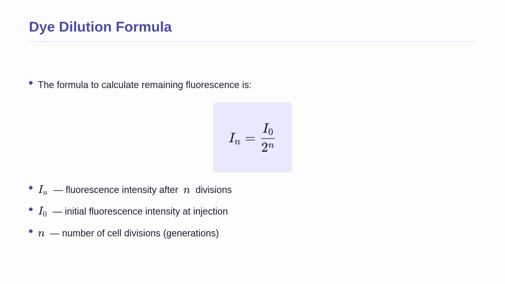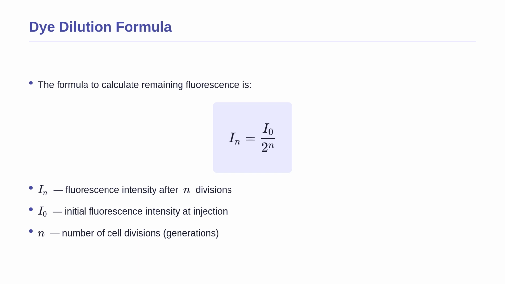To predict if our dye will remain visible, we use the dye dilution formula. The formula is I sub n equals I sub 0 divided by 2 raised to the power of n. Let us define these terms. The symbol I sub n represents the fluorescence intensity of the tracking dye after a certain number of cell divisions. The symbol I sub 0 represents the initial fluorescence intensity when the dye was first injected into the early embryonic cell. Finally, the symbol n represents the number of cell divisions, or generations, that have occurred.